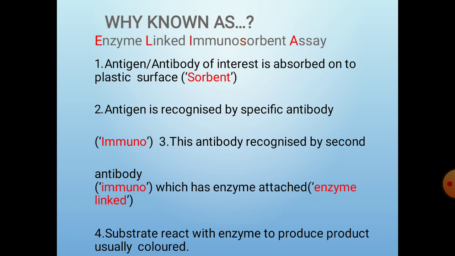So why is it known as ELISA, enzyme linked immunosorbent assay? Antigen or antibody of interest is absorbed onto a plastic surface, that is the sorbent. Antigen is recognized by a specific antibody, that is immuno. This antibody is recognized by a second antibody, this is also known as immuno, which has an enzyme attached, that is enzyme linked. The substrate reacts with the enzyme to produce a product, usually colored.